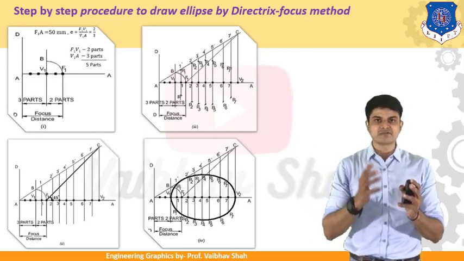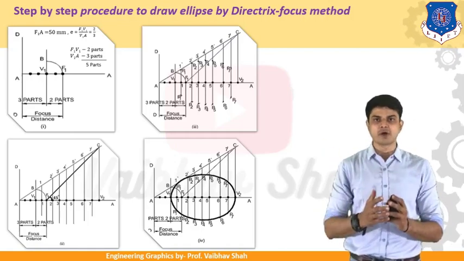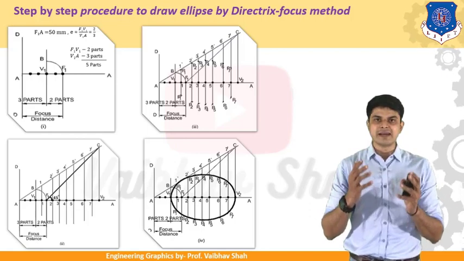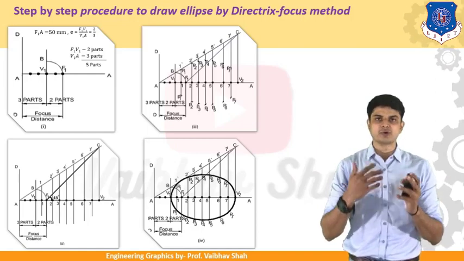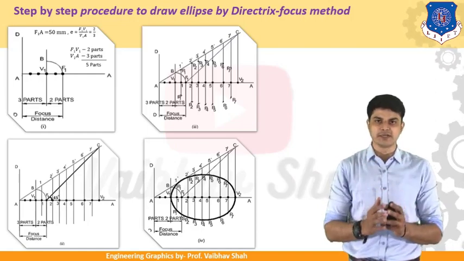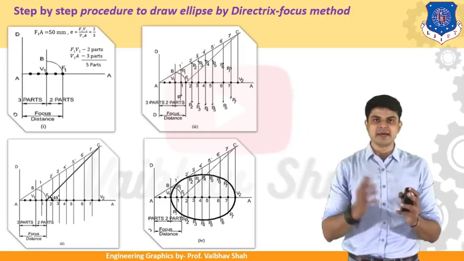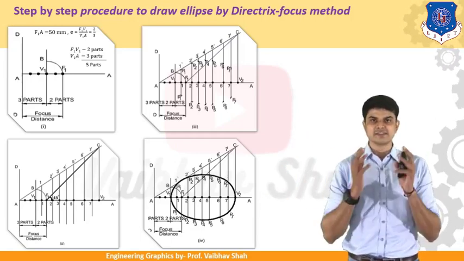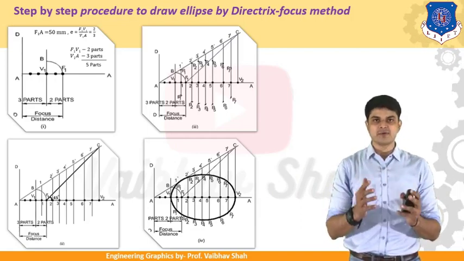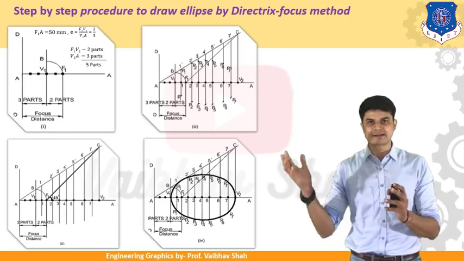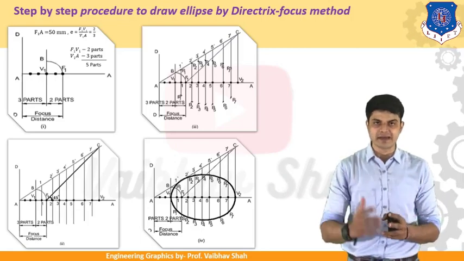Then take the distance of 3 dash on this vertical line. Put your rounder once again on your focal point and cut the line 3 dash. You will have the points P3. Similarly, you should draw a number of points until you reach your vertex point. After that, you will have a number of points like this. Then, connecting these points, you will have your final ellipse, which is your ellipse constructed by the directrix focus method. So you have constructed your ellipse using the directrix as well as the focal point F1. This is known as the directrix focus method.